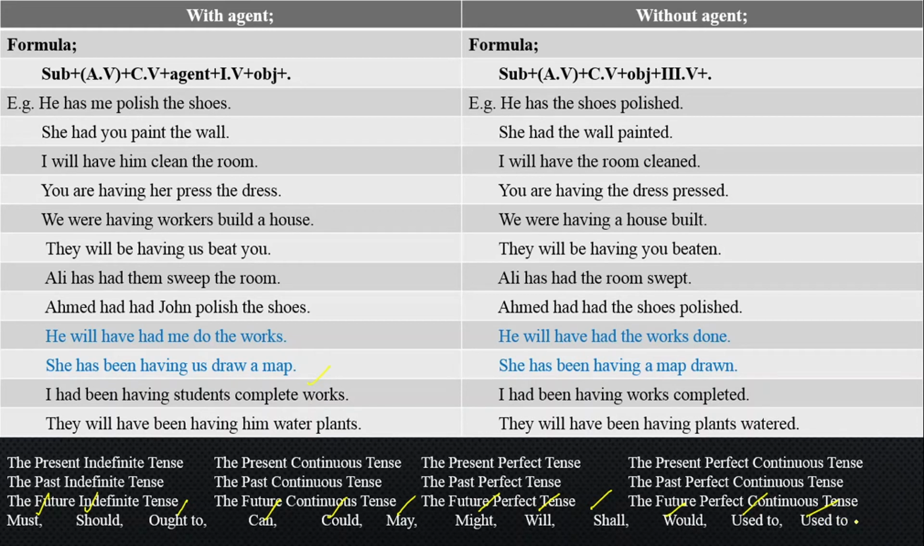So this is the sentence for 124 with agent. Now we will be changing it to without agent.